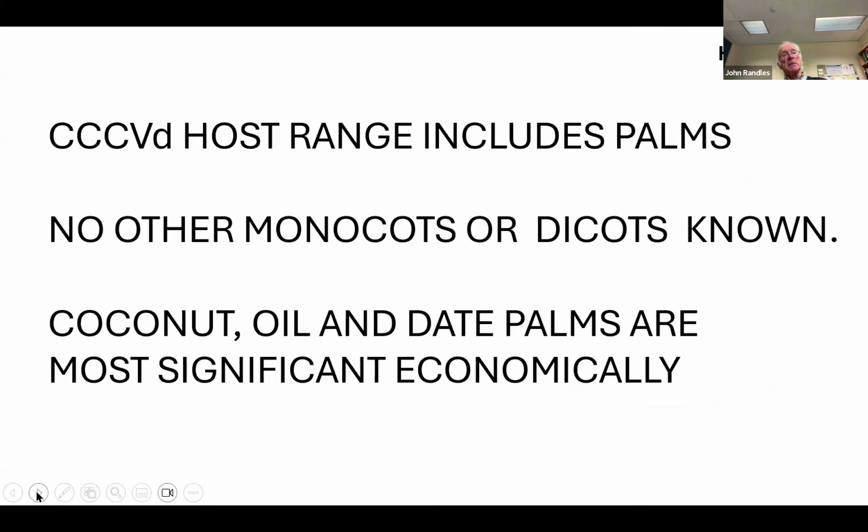A lot of work has been done to inoculate and test a whole range of palms in the field. And we've only found that the viroid infects palms. There are no other monocots or dicots apart from the palms that have been identified as hosts. If we look at the economic hosts, coconut, oil and date palm were shown to be susceptible in inoculation experiments that we did in the Philippines, but we've never found infected date palms in the field. So the economic hosts are coconut and oil palm, and we ask people to check for date palms where that is an economic crop.